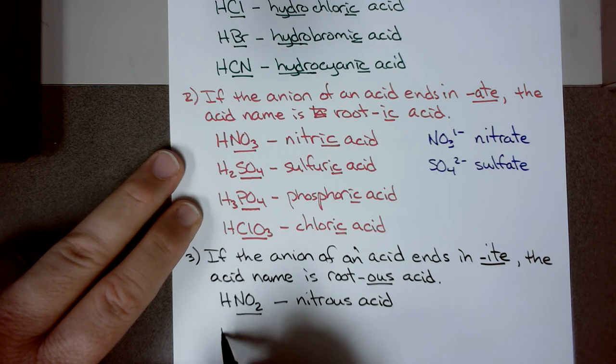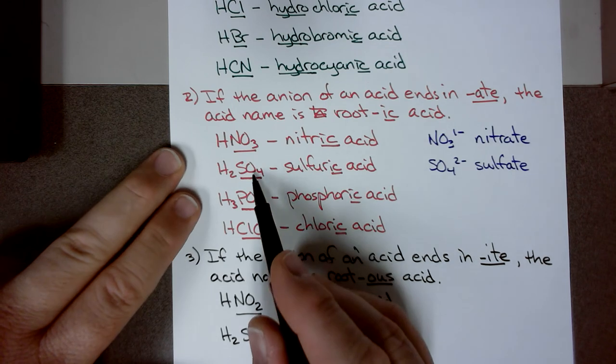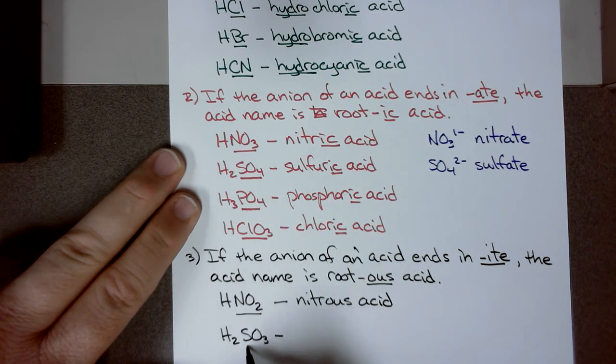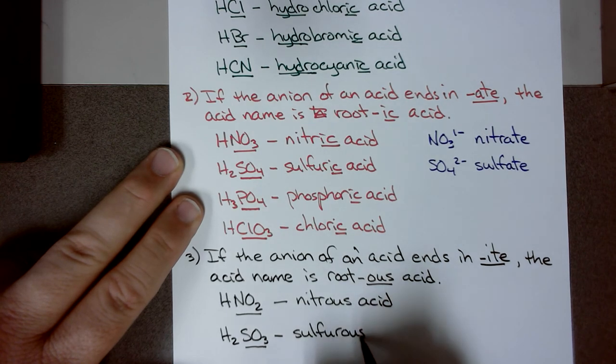Or let's say we have H2SO3. Remember we went from sulfate with SO4 to sulfite with SO3. That ends in ite, so this would be sulfurous acid.